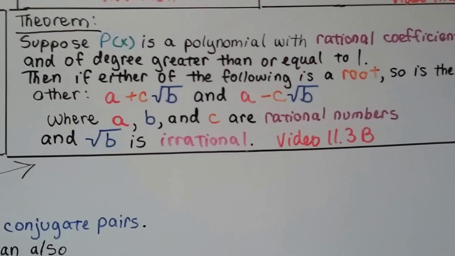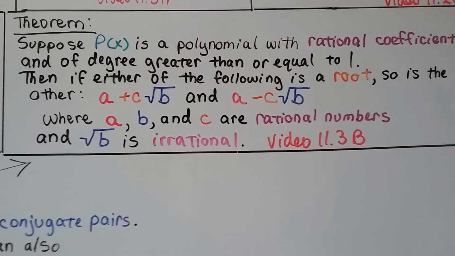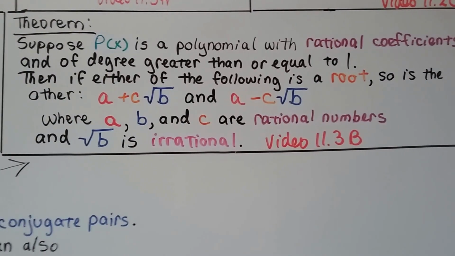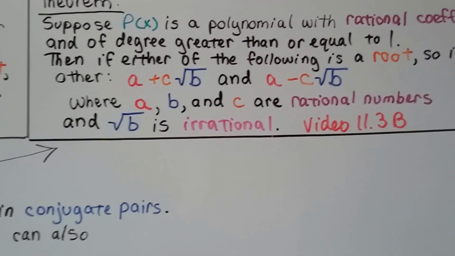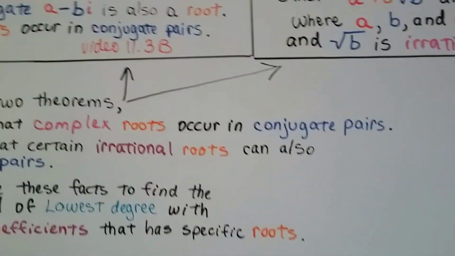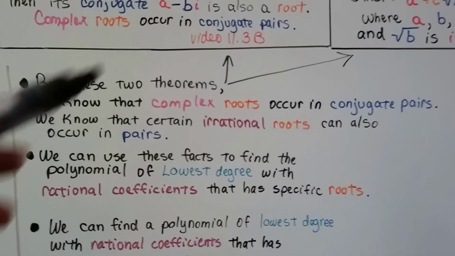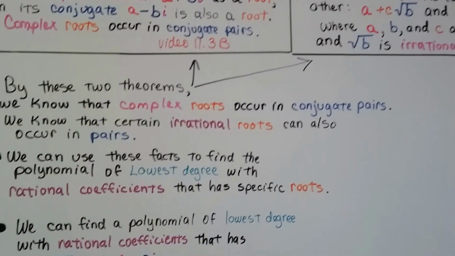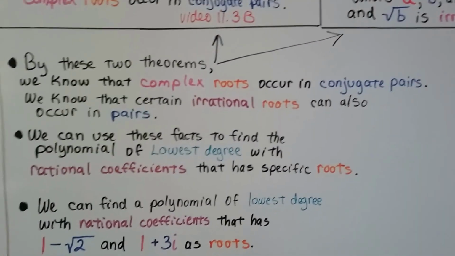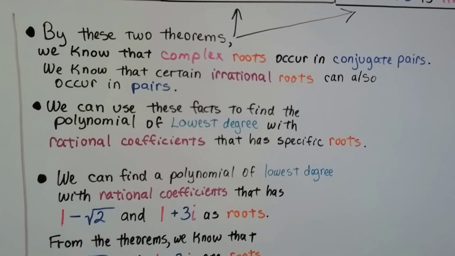Suppose p of x is a polynomial with rational coefficients and of degree greater than or equal to 1, then if either of the following is a root, so is the other: a plus c times square root of b and a minus c times square root of b, where a, b, and c are rational numbers and b is irrational. Okay? So there's links to that too. So by these two theorems, we know that complex roots occur in conjugate pairs. And we know that certain irrational roots can also occur in pairs. We can use these facts to find the polynomial of lowest degree with rational coefficients that has specific roots.